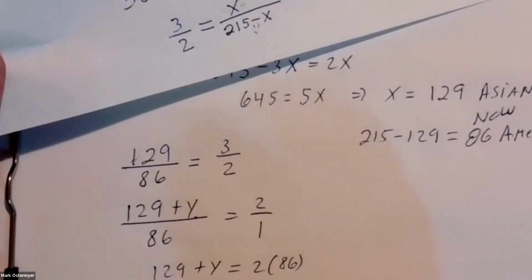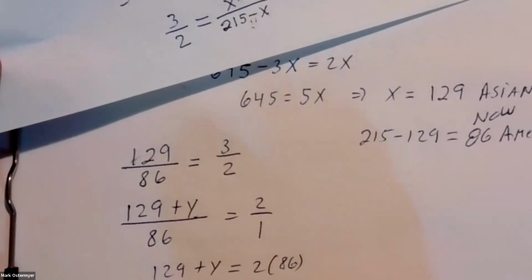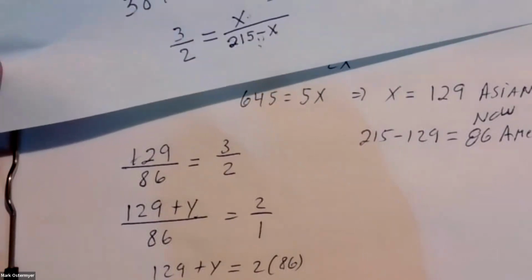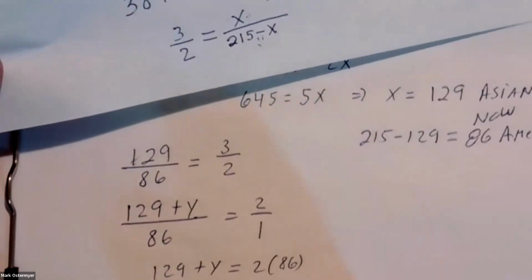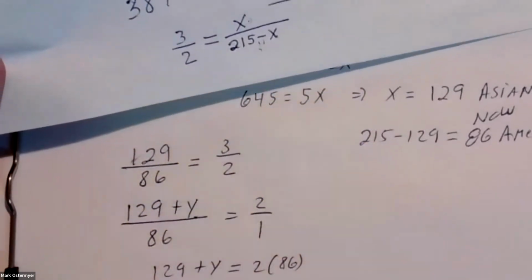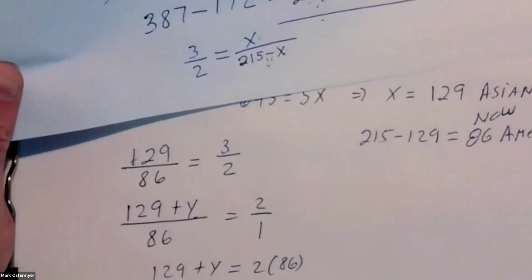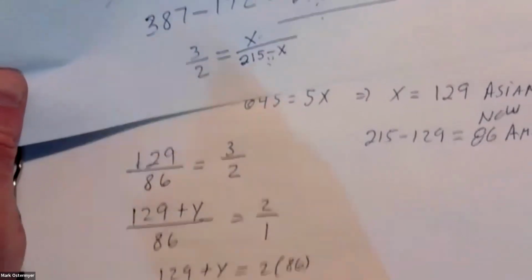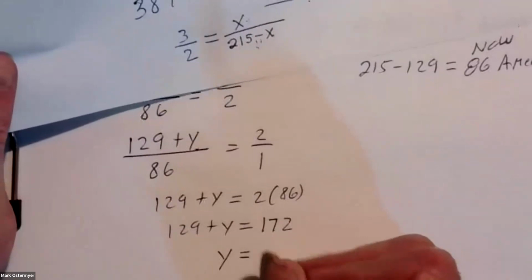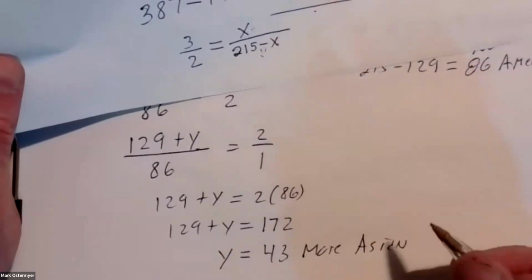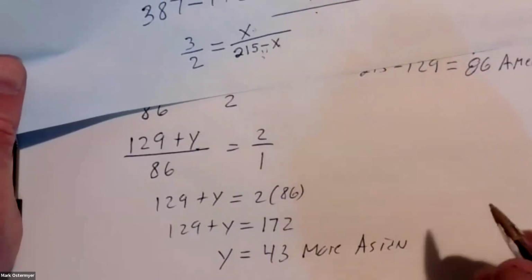Times 86, so we got 129 plus Y is equal to 2 times 86, which is 172. What's 172 minus 129? How many more Asian students do we have to have here? 43 more Asian students. There's your answer. If we have 43 more Asian students, then the ratio of Asian to American will be 2 to 1. Okay, and we're done with that problem.